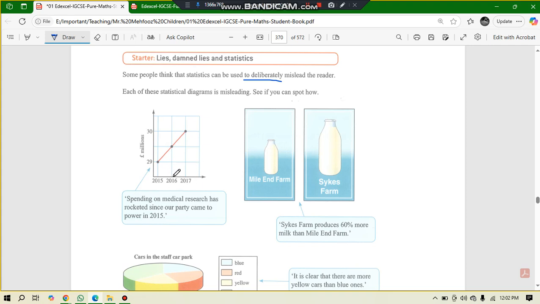So, first diagram: you can see that here is the data in 2015, 2016 and 2017, and on the vertical axis you can see millions, 29 million, then 29.5 million, then 30 million in 2017. Spending on medical research has rocketed since our party came to power in 2015. So this is data in the form of a graph.